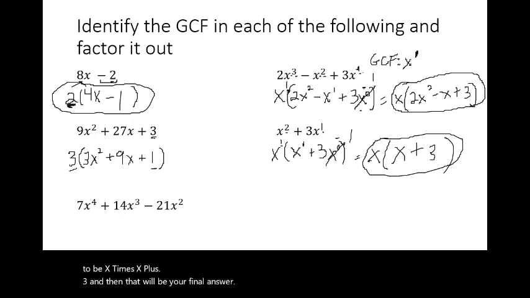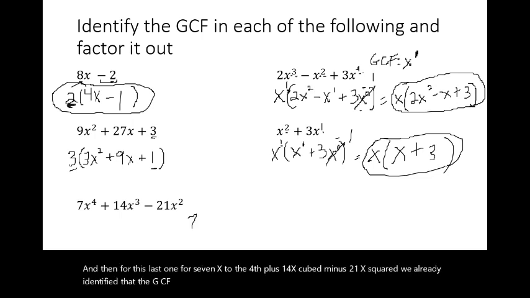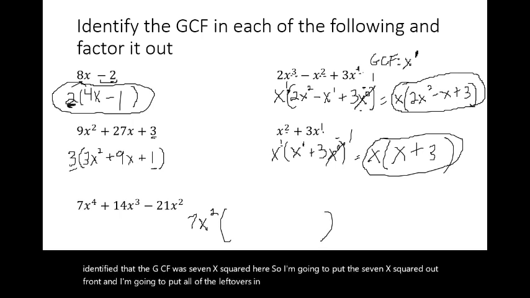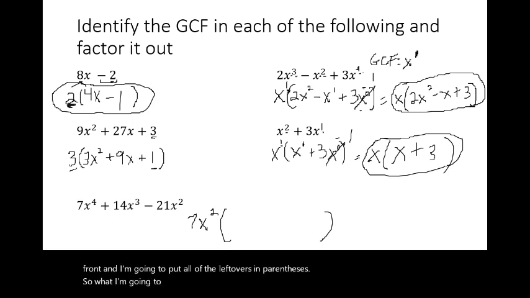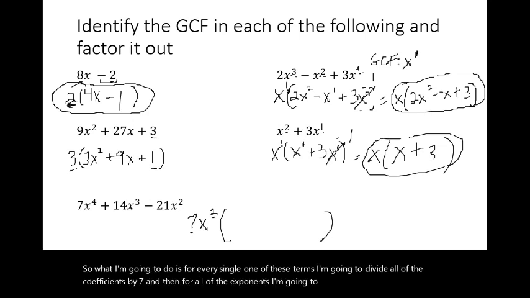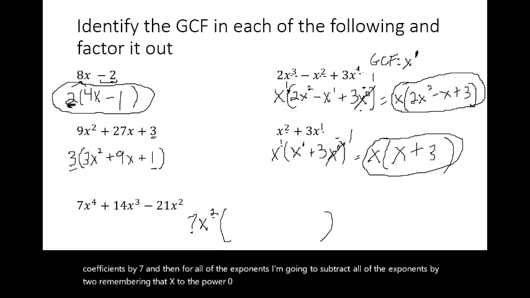And then for this last one, for 7x to the fourth plus 14x cubed minus 21x squared. We already identified that the GCF was 7x squared here, so I'm going to put the 7x squared out front, and I'm going to put all of the leftovers in parentheses. So for every single one of these terms, I'm going to divide all of the coefficients by 7. And then for all of the exponents, I am going to subtract 2, remembering that x to the power 0 just effectively cancels out.